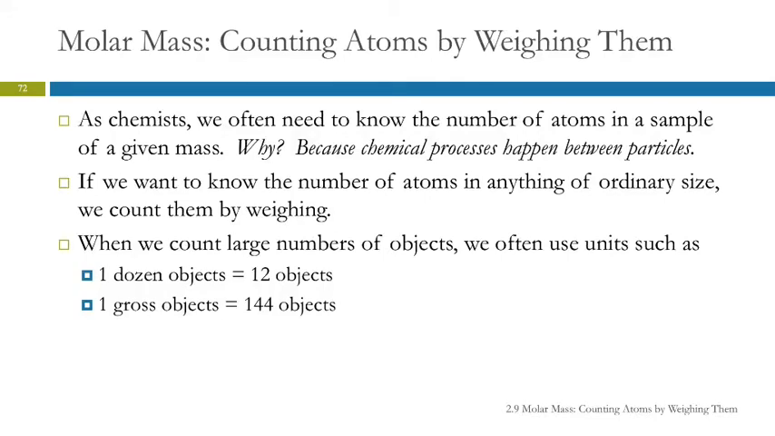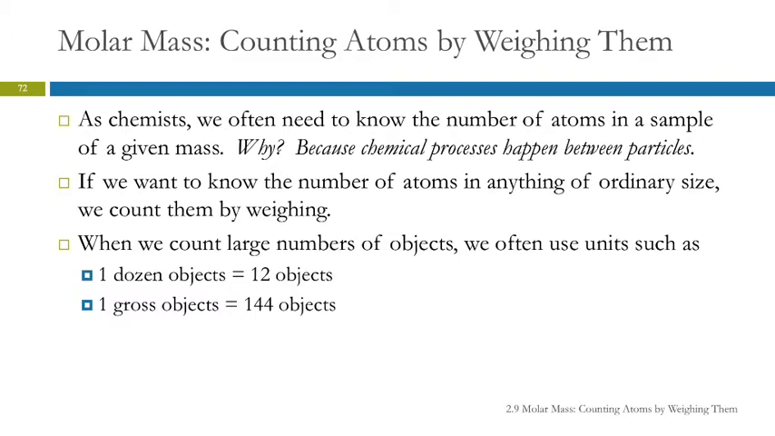So, molar mass. We need to be able to know the number of atoms in a sample, and we measure the samples by mass. Why do we need to know the number of atoms? Because chemical reactions, chemical processes, happen between individual particles. So if you're going to make water from hydrogen and oxygen, you need 2 hydrogen atoms and 1 oxygen atom. When we get down to it, it's all numbers of particles. They're too small and too numerous for counting, so we weigh them.